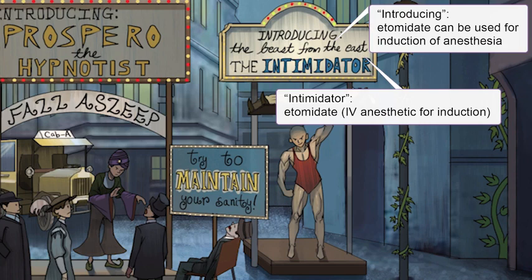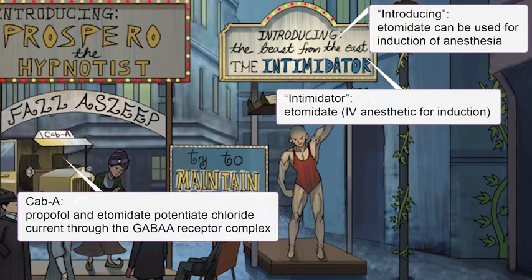Etomidate appears to act primarily through the potentiation of GABA A mediated chloride currents, like most of the other IV anesthetics. So remember that GABA cab in the back. One distinct feature of etomidate is its ability to preserve cardiovascular stability after bolus injection.